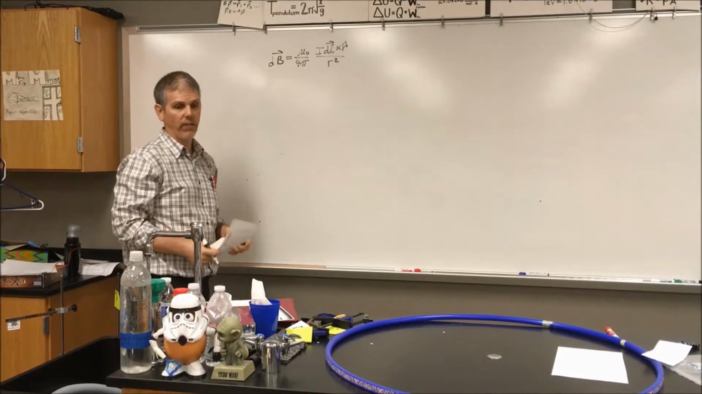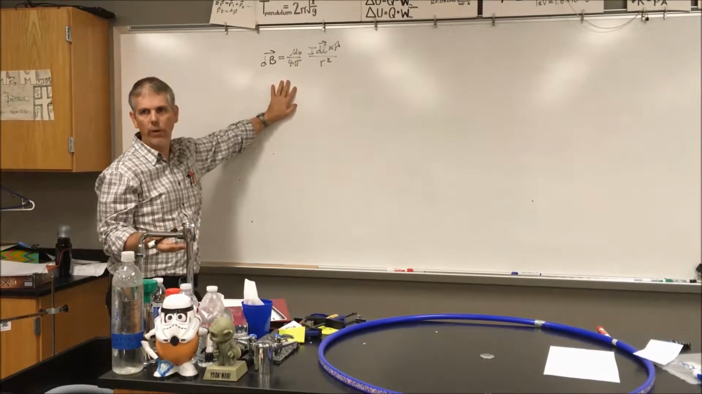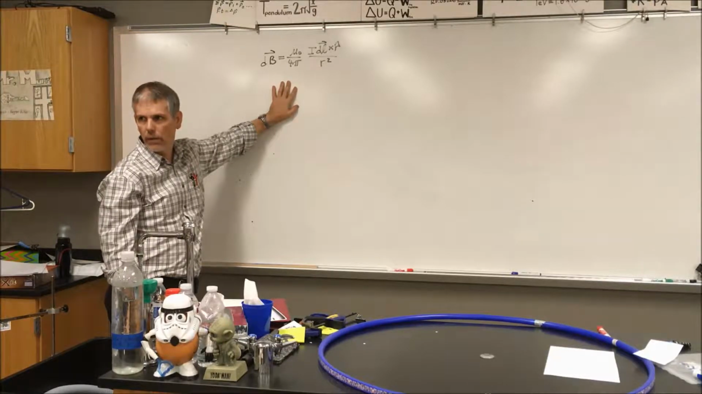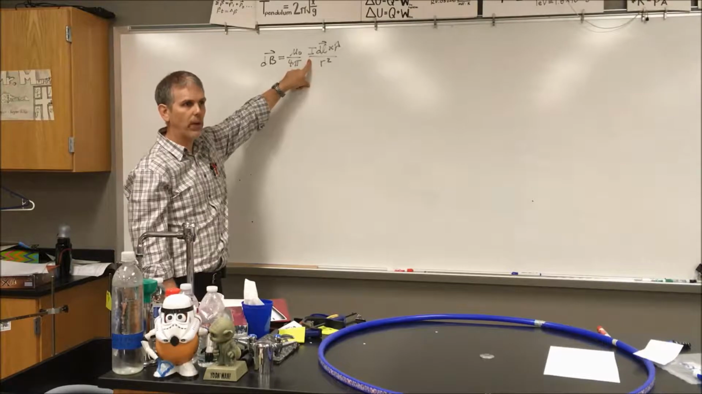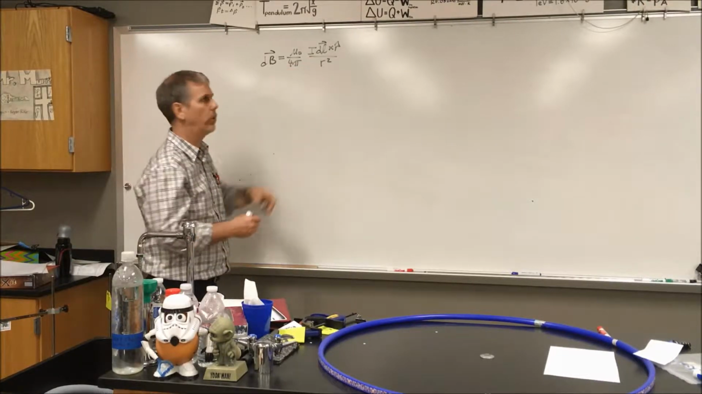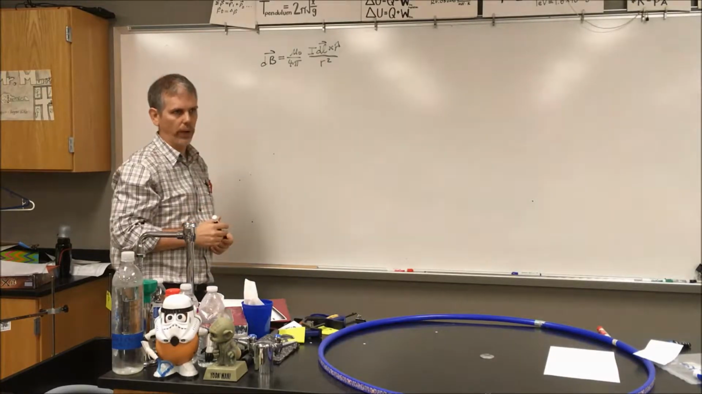Okay, there's a lot of stuff to define in there. First of all, you should know what mu naught is. We've already used that for the magnetic field due to a wire. 4 pi, obvious. I is the current in the wire. It could be a wire or a wire loop. In our case, we're going to use a wire loop. But what about this dl, r hat, and r squared?